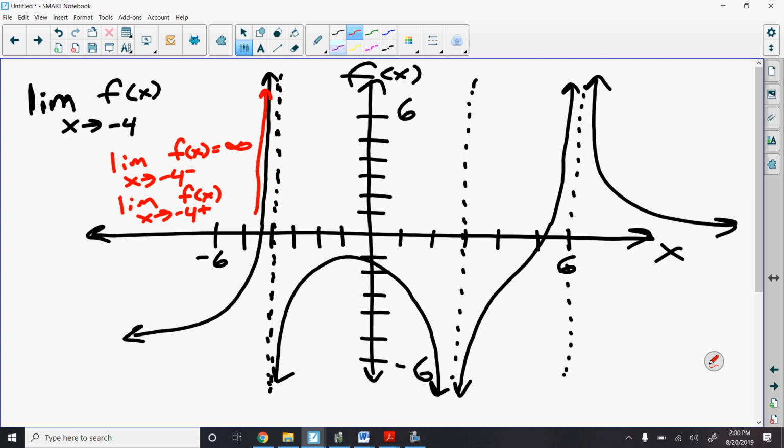When we approach -4 from the right side, we can see that our asymptote is directing us down towards negative infinity. So what we see here is a left-hand limit of infinity and a right-hand limit of negative infinity. Those are most definitely different from each other. Our big definition with limits is that for a limit to exist, the right-hand limit and the left-hand limit must equal each other. Here they do not. So the limit as x goes to -4 does not exist.